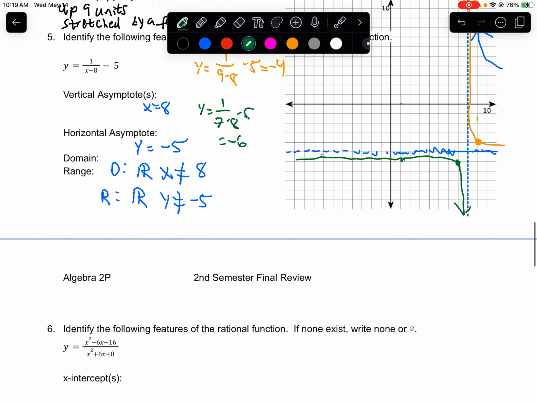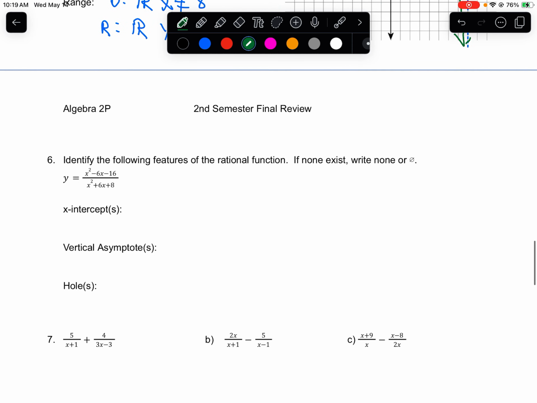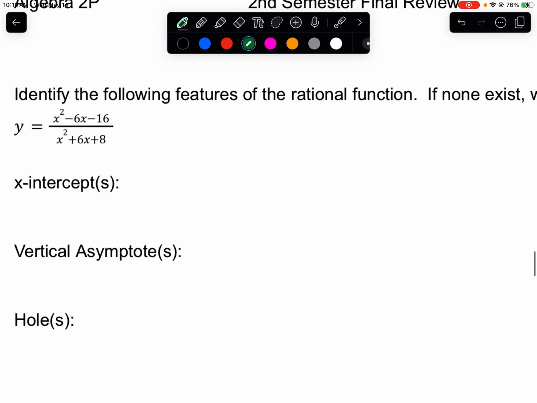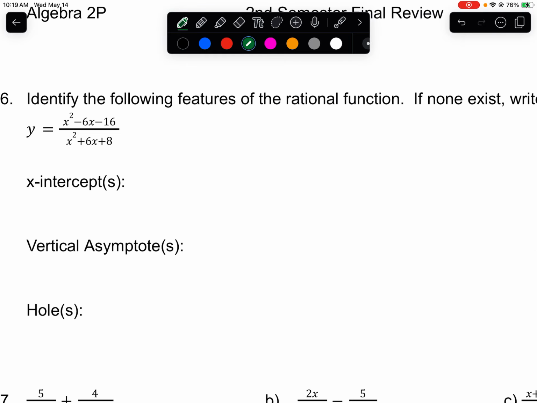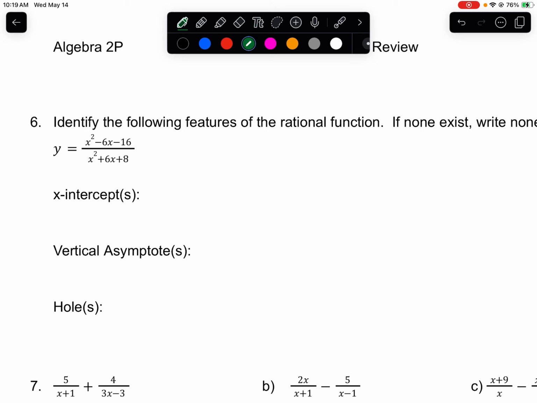All right. Now, on 6, they want you just to identify the following features of the rational functions. To do this, you want to do the F word, factor. So you've got x squared minus 6x minus 16. I'll just go ahead and write it in factored form. You should know that what multiplies to negative 16 and adds up to negative 6 is x minus 8 and x plus 2.